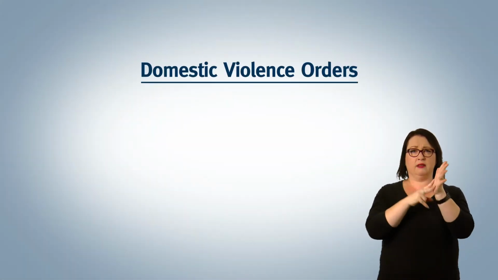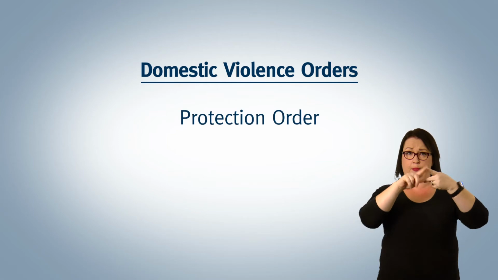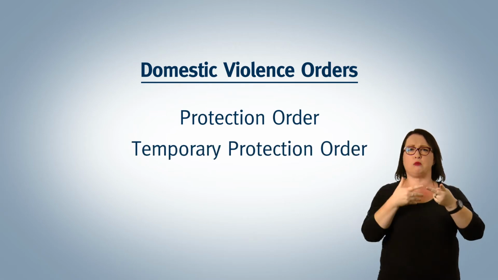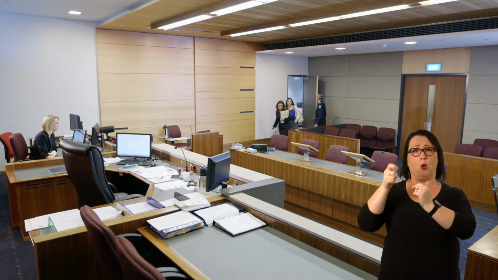There are two types of domestic violence orders: a protection order and a temporary protection order. Once the police have served the respondent with the application for a protection order, you will go to a court and an order may be made by a magistrate. You and the respondent can agree to the protection order. But if the respondent disagrees with the making of a protection order, your case will progress to a court hearing.